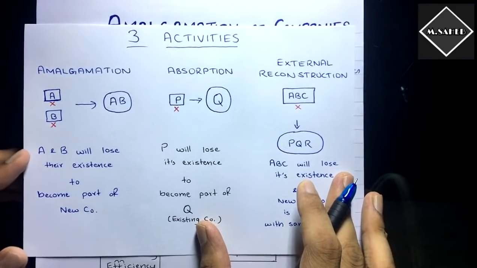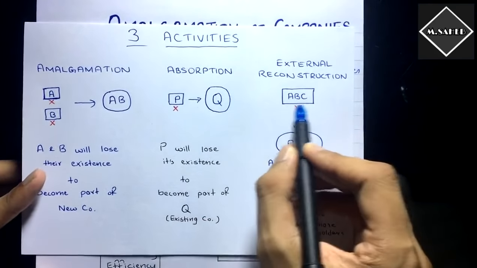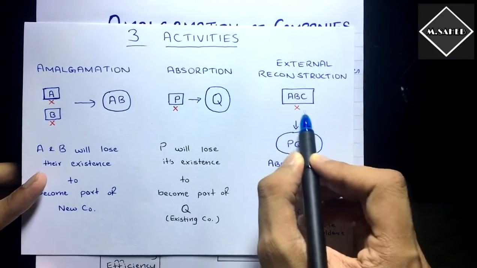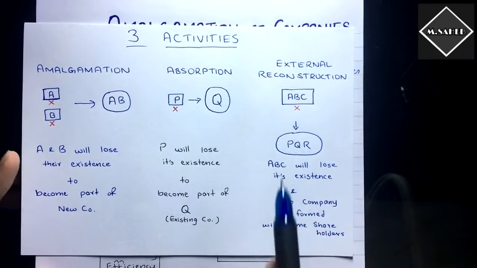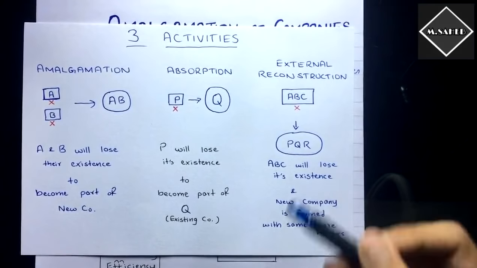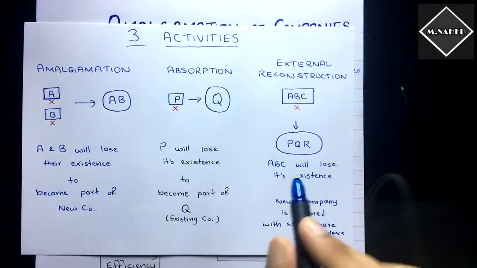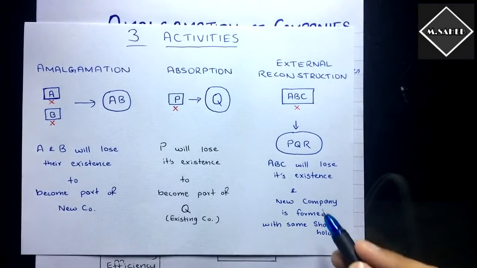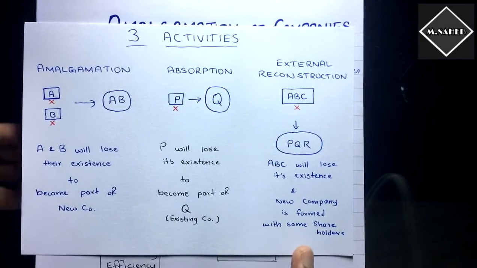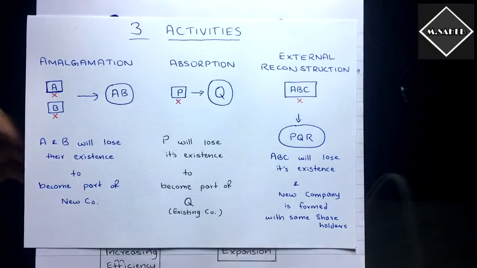Yeah. So now here, what is happening? This ABC company is getting liquidated, Red Cross, coffin, box. Yeah, it is getting liquidated, and a new company is formed, that is PQR. So ABC company will lose its existence, and a new company is formed with the same shareholders but with a new name.